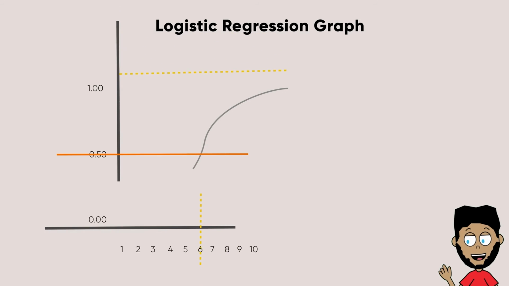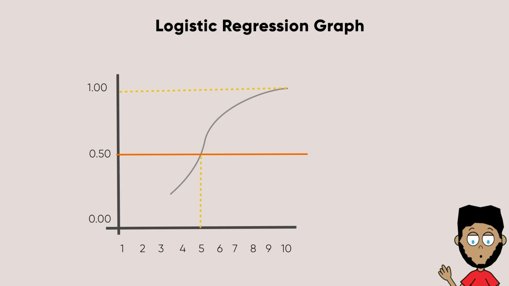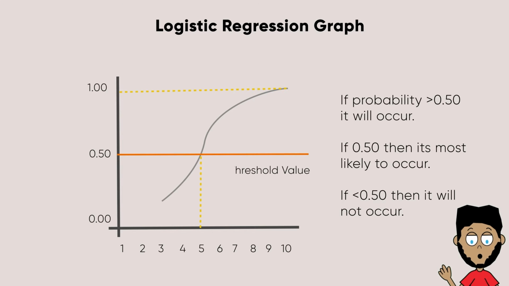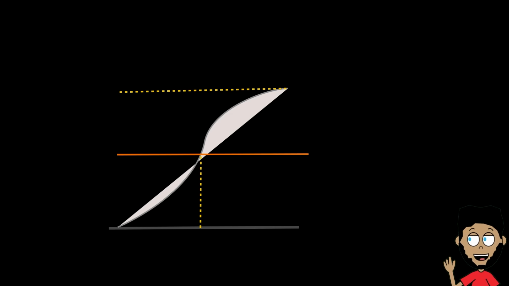Looking at the graph, we can see the probability is plotted along a value space, for example time, with a threshold value. It makes an S-shaped curve. If the probability is greater than 0.5, it will occur. If it's 0.5, then it's most likely to occur, and if it's less than 0.5, then it will not occur.